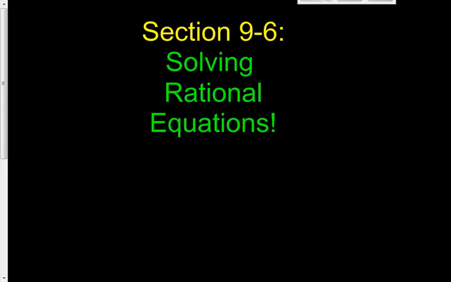We're on 9.6. What we're doing in this lesson is we're solving rational equations. Solving means getting x all by itself, or isolate x. So that's going to be one thing that we're doing. With rational equations, it means that we're going to have a variable in the denominator.